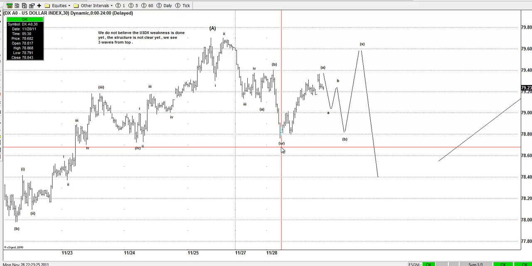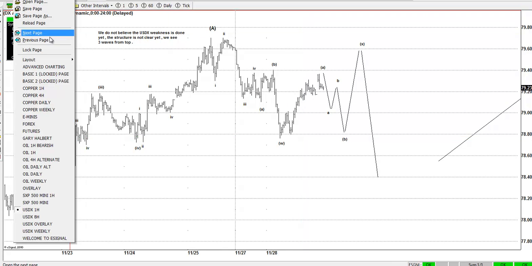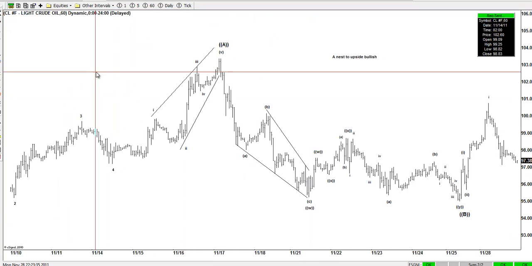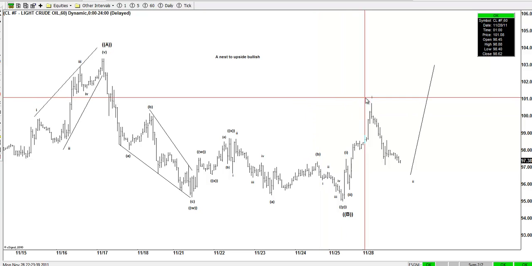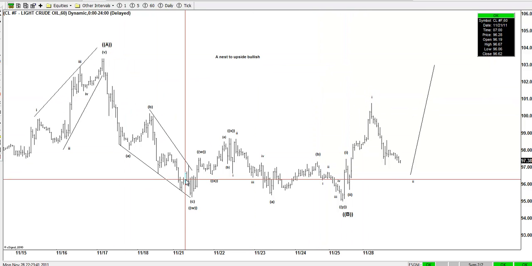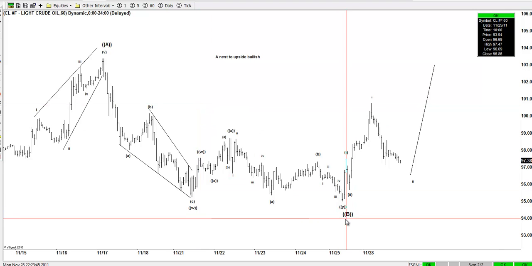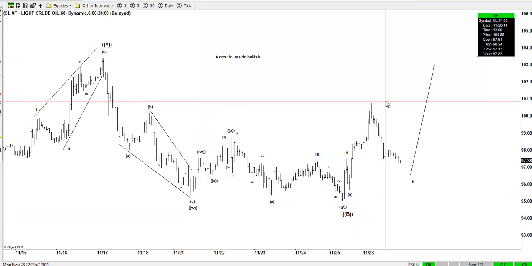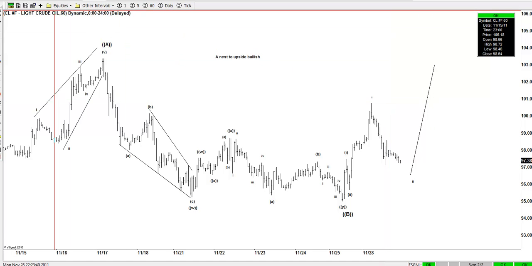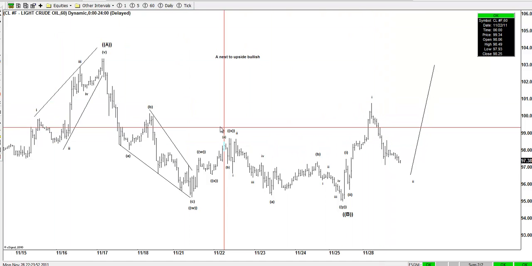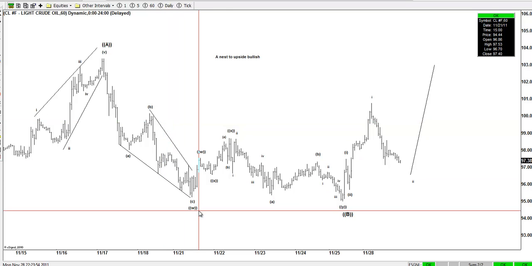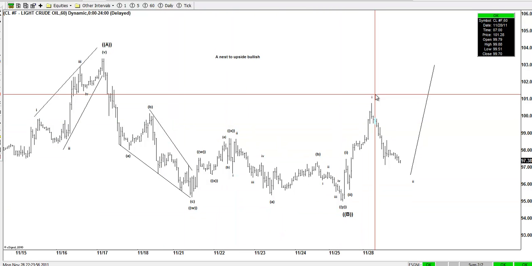Now, finally, let me show you oil. We made a great call, DVD technically, and me to some degree, the whole team, a great call when we said that oil can be either in a big wave ending here and then nesting to the upside, or oil can be in a flat, when you've got 1, A, B, Z.